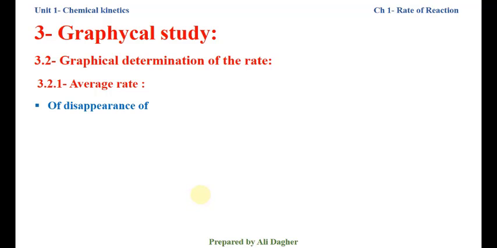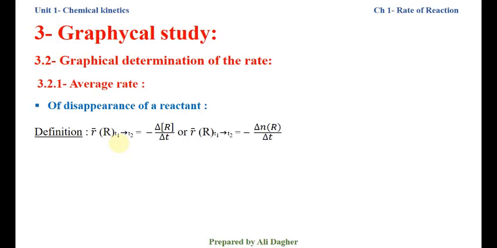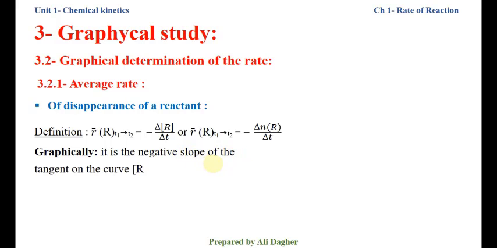Now, of disappearance of a reactant. Definition: average rate of disappearance of reactant between t1 and t2 equals minus delta concentration of reactant over delta t, or minus delta n reactant over delta t. Graphically, it is the negative slope of the secant on the curve concentration of reactant equals F(t), or number of moles of reactant equals F(t), at the points of abscissa t1 and t2.